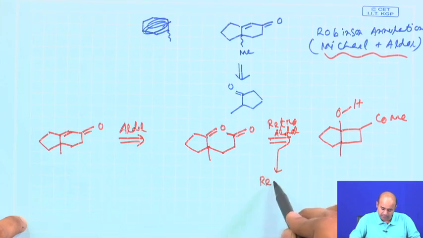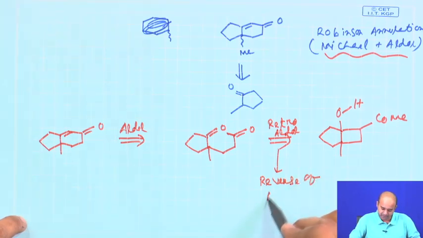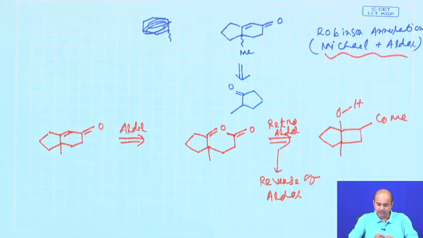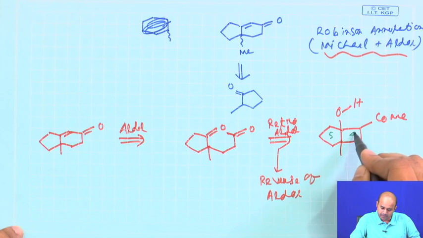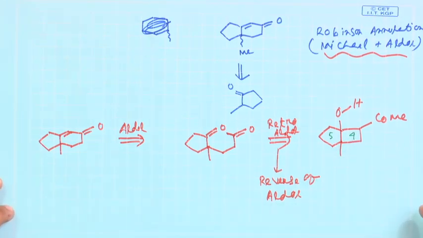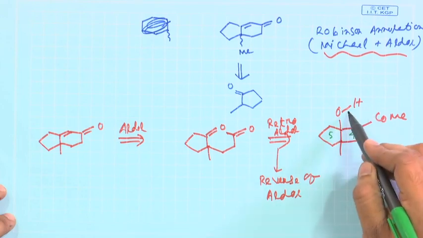Similar to a retrosynthesis, which is a reverse of the synthetic steps, this is a reverse of the aldol reaction. Now, see how this retroaldol takes place. This is a 5-member ring, this is a 4-member ring, and we generally know that 4-member rings are strained. So, what happens if you subject this molecule to a base?